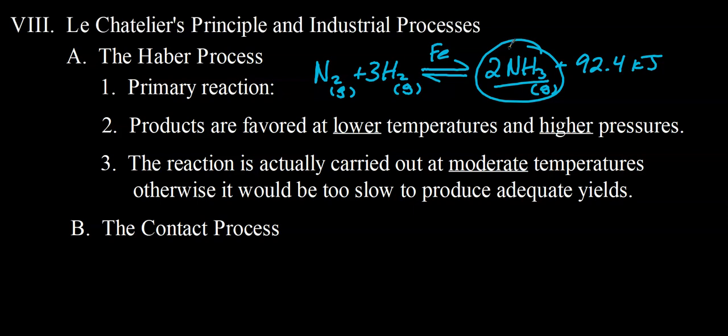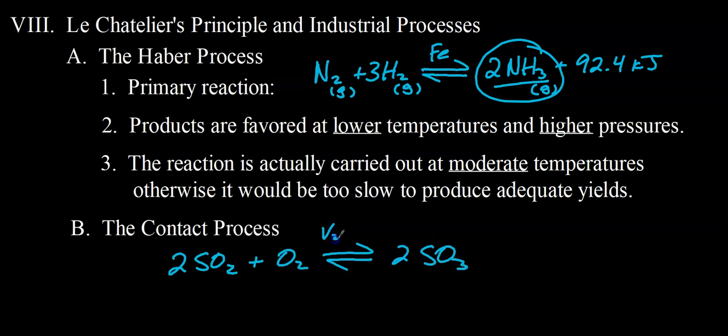All right, the other common one, the contact process, involves the formation of sulfur trioxide gas. So let's write the balanced equation for that reaction. You've got sulfur dioxide gas and oxygen gas produce sulfur trioxide. This one has a vanadium oxide catalyst, V2O5. Like the Haber process, the contact process is exothermic. So yeah, you're going to yield more SO3 at a lower temperature, but the reaction is going to occur slowly. So again, moderate temperature, so we can shift that equilibrium to the right, but still allow the rate of that reaction to be fairly high.